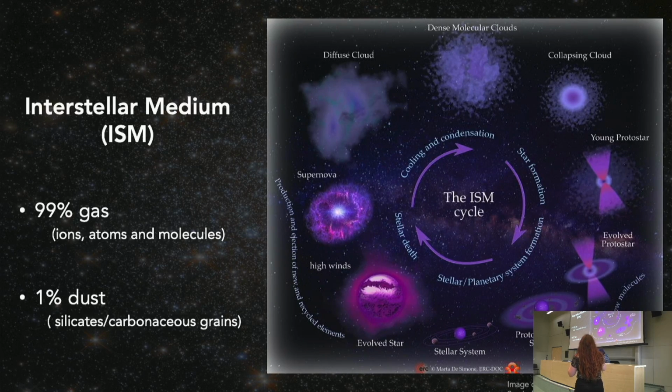Now, something that is in common between all these phases is that they all share the matter that is in between them, which is the interstellar medium. It's of course composed of 99% of gas and only 1% of dust. Now, even if it's only 1%, it's still quite important because it plays a very relevant role in the molecular complexity of the interstellar medium.